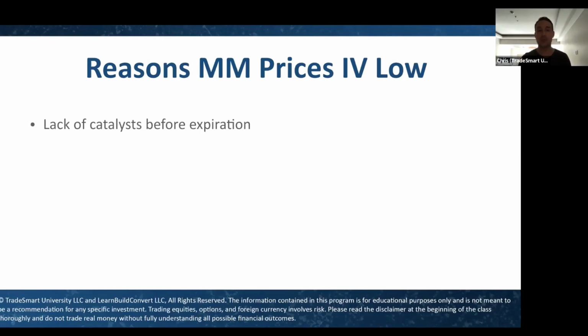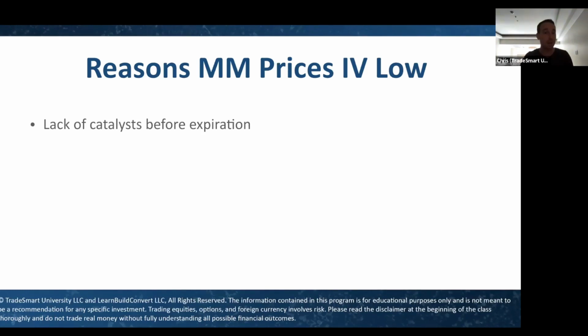Here are some reasons why implied volatility is low. The most important one, which is going to be the answer most of the time, is because there's a lack of catalysts before that option expires. Let's say the option expires next week, and market makers are looking at the stock saying there are no announcements coming out from the company before next week. They don't have earnings before next week. There's no big court settlement happening. There are no FDA trials coming due before next week.